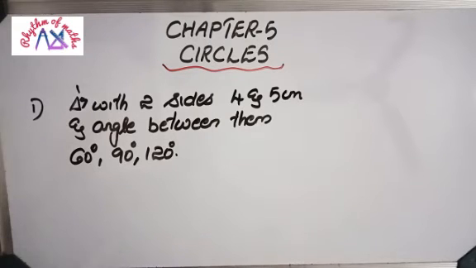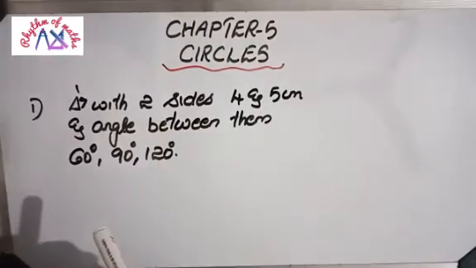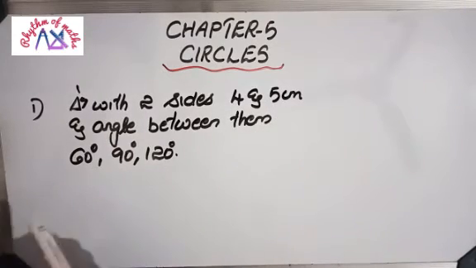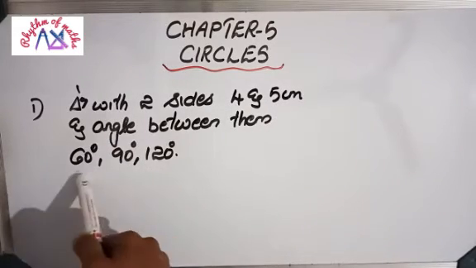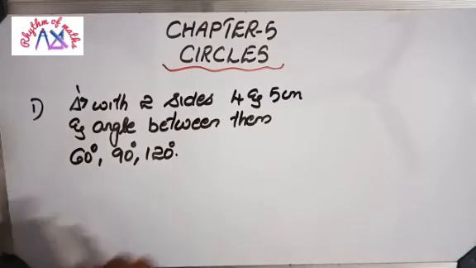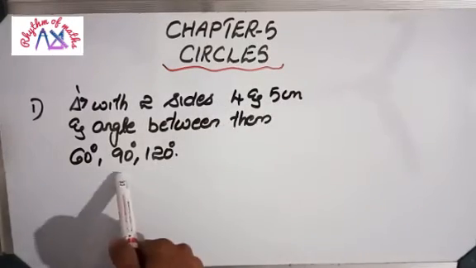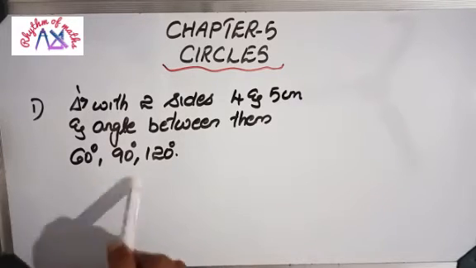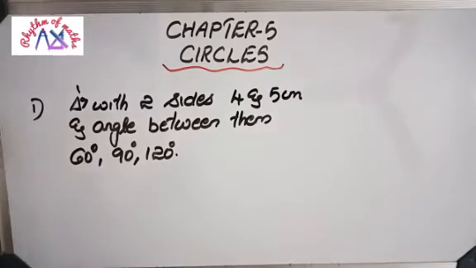In this question we have to draw triangles. Two sides are given as 4 and 5 centimeter. The angle between this 4 and 5 centimeter must be 60 degree, 90 degree, 120 degree. That means you have to draw three triangles. First with 60 degree, 4 and 5. Then 4 and 5 with 90 degree. Then 4 and 5 with 120 degree. Draw three triangles, and we have to draw the circumcircle of these three triangles, and we have to check the position of the center of these three triangles. Okay, so let's start.